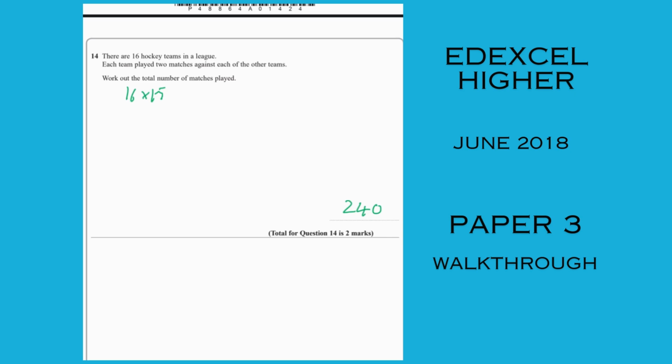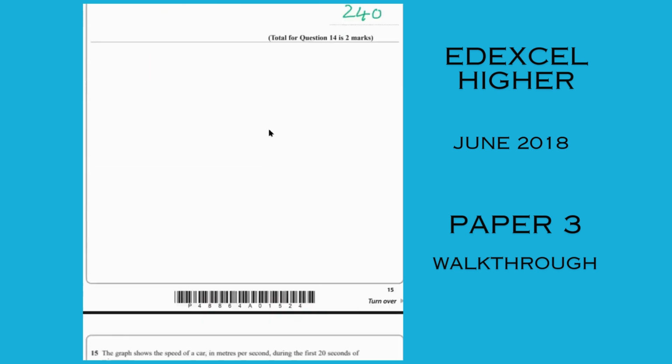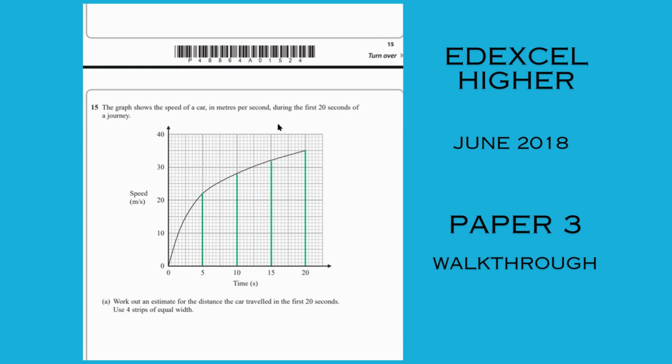So if you've got 15 potential opponents, then you can obviously do 15 times 15 to get 225, and then there's another 15 on top to get 240. So loads of ways of cracking this one. Depends how your brain works, how you add up sequences. Lots of ways of going about it, but 240 is the correct answer.